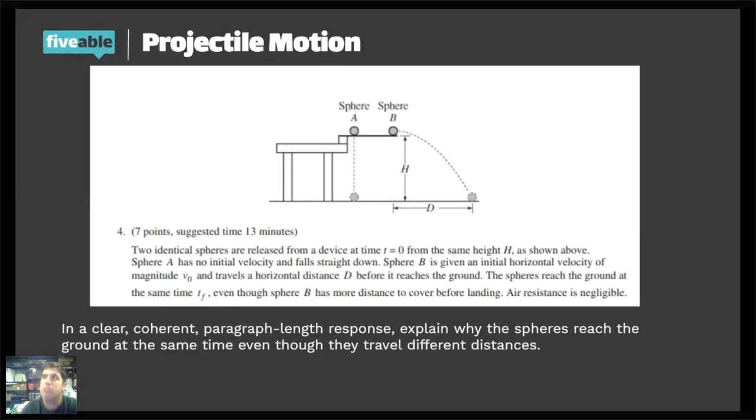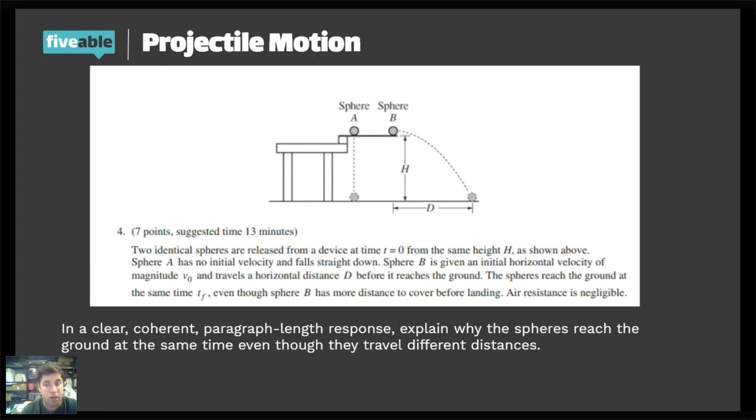And so this had multiple parts to it. They had you do some free body diagrams, make some graphs of velocities and stuff like that. But the last part, where most of the points are for this problem, is where I want to focus on right now. And it's in a clear, coherent paragraph length response.